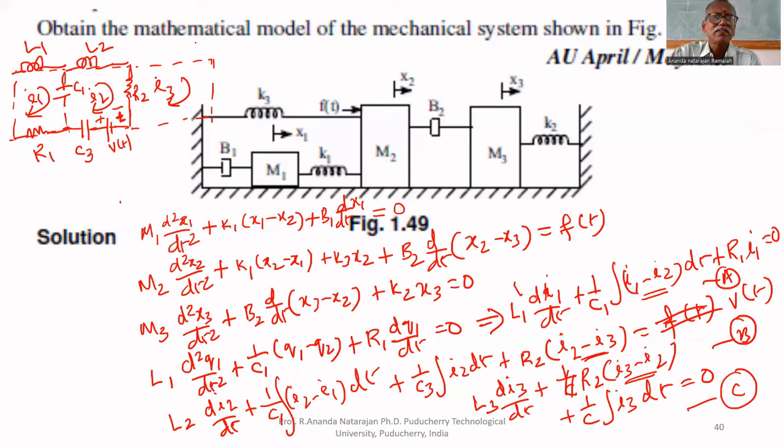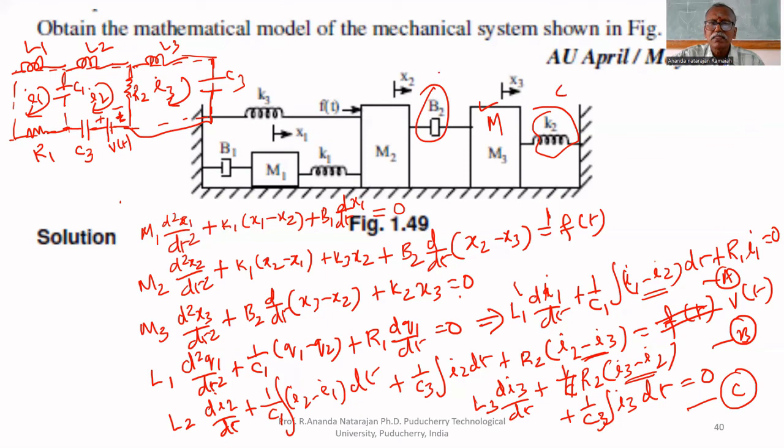Then third loop. L3 is there. R2 is between, already we have drawn. C2 is in this loop only, so we can draw here. That's all. This is force voltage analysis. See, which equation? L3, R2, C2. Only three elements. Mass is inductance, this is resistance, this is capacitance. Only three elements.